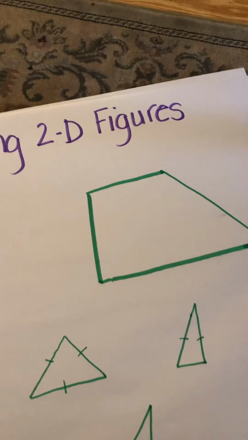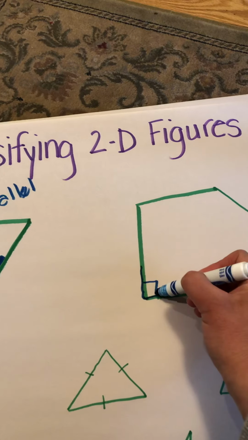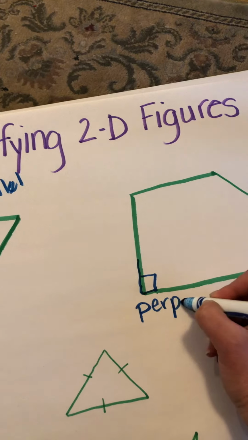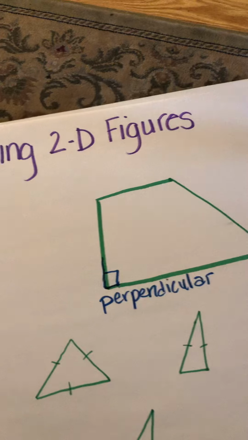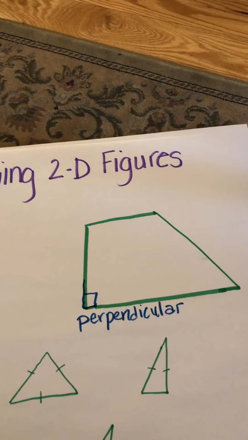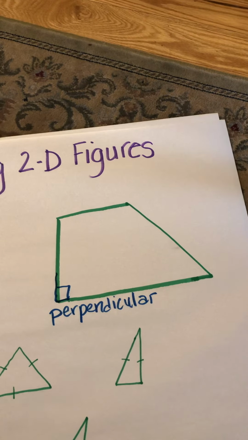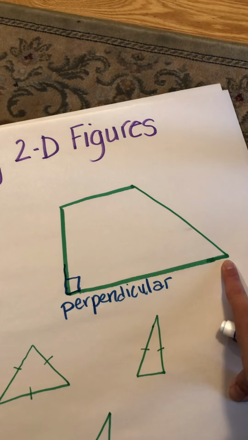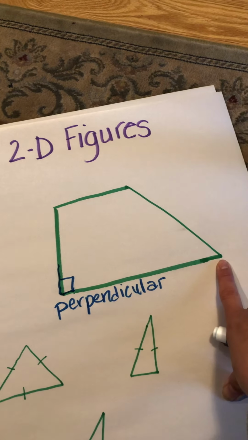Another thing that I can look for are lines that form a T or a right angle, and we call those lines perpendicular. Perpendicular lines do cross. They create a T, they create a right angle. They must create a right angle to be perpendicular. So these lines right here cross, but they don't make a T or a 90-degree angle, so they would just be intersecting. They are not perpendicular lines.